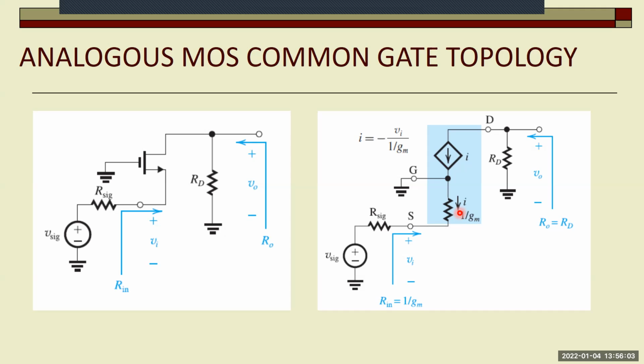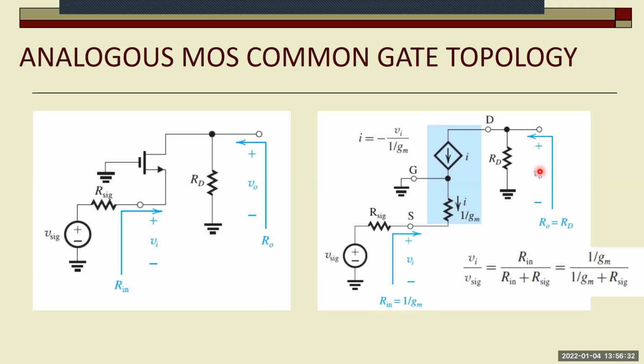Input voltage is minus I times 1 over GM, and we divide this by the input current. The input current should actually go that way, so minus I divided by minus I takes care of that. 1 over GM appears as the input resistance. And again, the output resistance is RD.